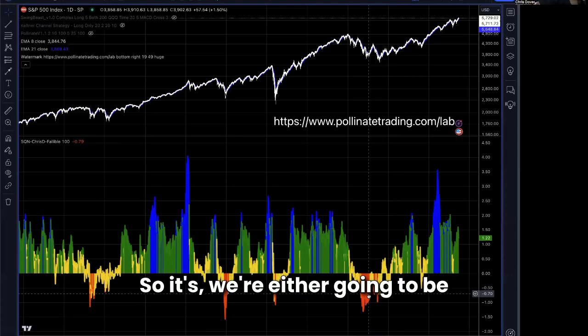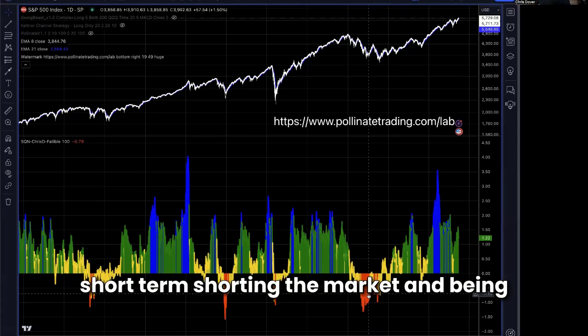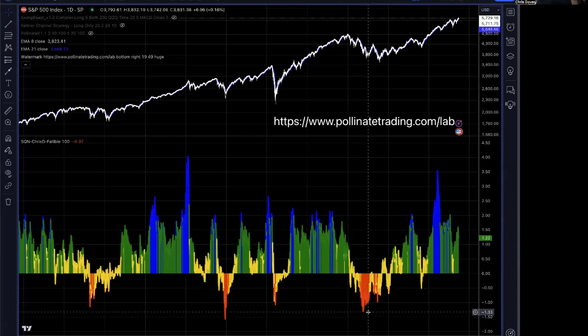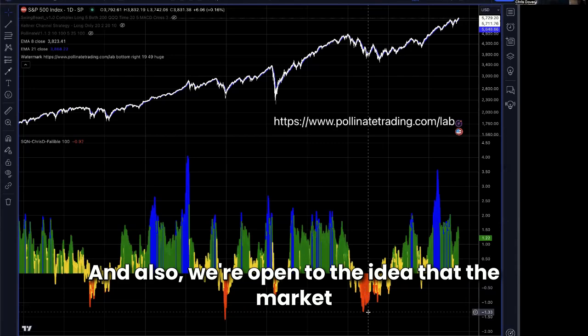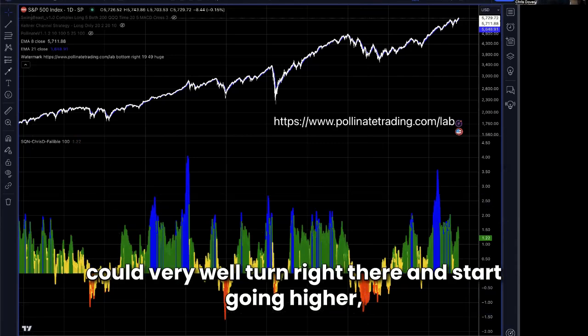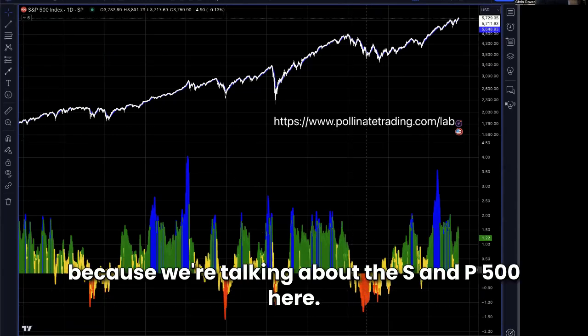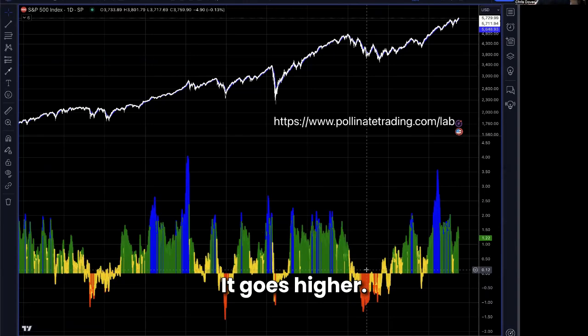Okay. So we're either going to be short-term shorting the market and being low risk, so low position size. And also we're open to the idea that the market could very well turn right there and start going higher, because we're talking about the S&P 500 here. That's what it does. It goes higher. It's built to go higher.